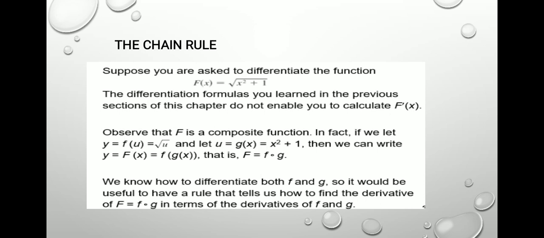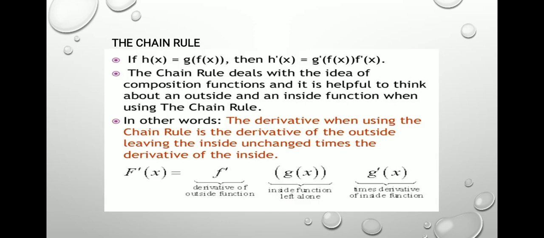That is, f is equal to f composed with g. We know how to differentiate both f and g, so it would be useful to have a rule that tells us how to find the derivative of the composition in terms of the derivatives of f and g. The chain rule: if h of x is equal to g of f of x, then h prime of x is equal to g prime of f of x times f prime of x. The chain rule deals with the idea of composition of functions, and it is helpful to think about an outside and an inside function when using the chain rule.